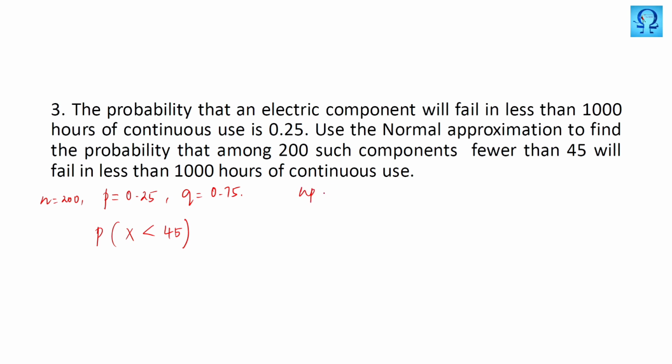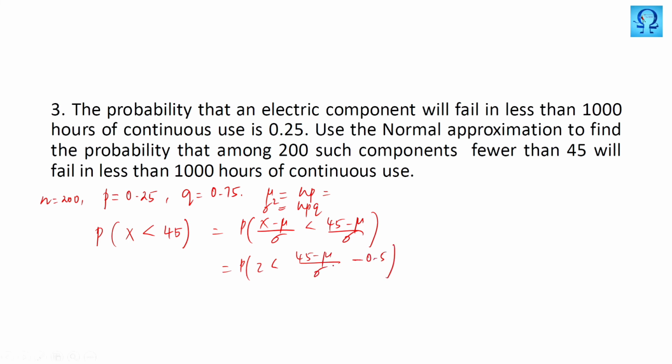Calculate your np and npq, that is your mu and sigma square. Just like the previous problem, do the calculations here and find the value. Remember, here we have less than. So when we convert this to a normal variate, there we added 0.5, but here we will have to subtract 0.5 and find the probability. Read the values from the table and find the probability. That's it. Thank you.